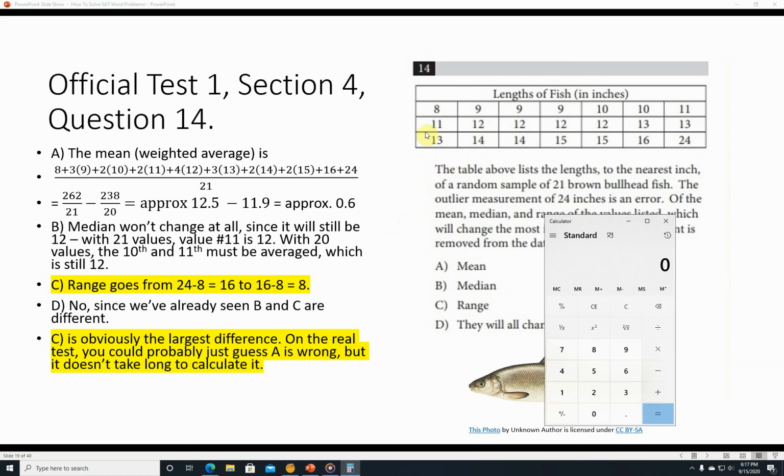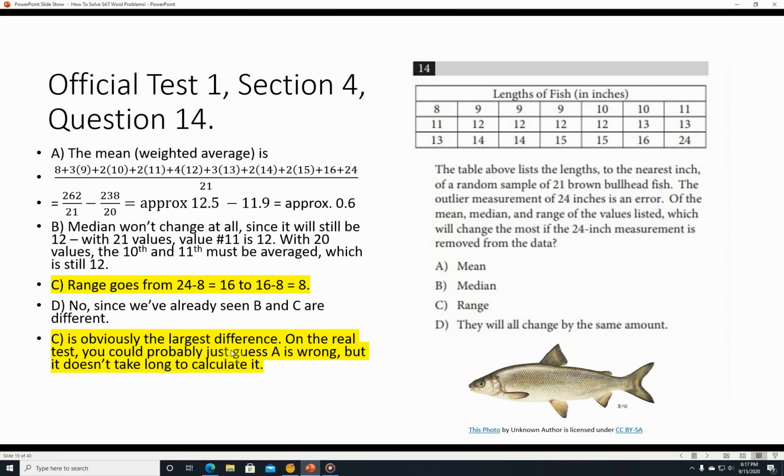C, the range is the difference between the largest and the smallest value. When we have 24 in here, then it's 24 minus 8, that's 16. When you take it out, 16 minus 8 is the range, which is 8. So that's going to change by 8. All right, so D, they will all change by the same amount? No, we know they won't because we've tested all three and they all change by different amounts. So the largest one has to be the range.